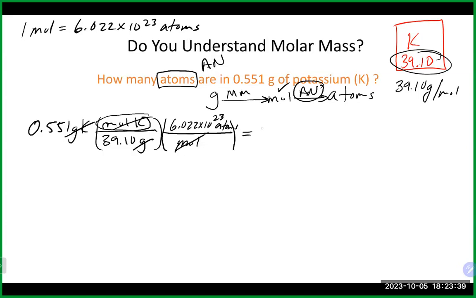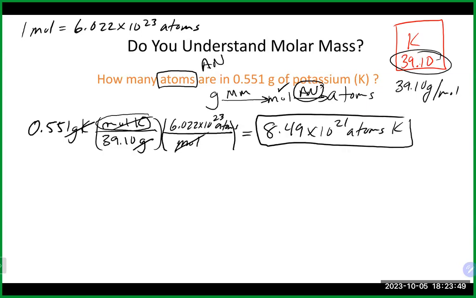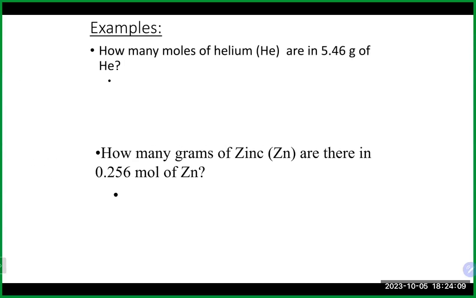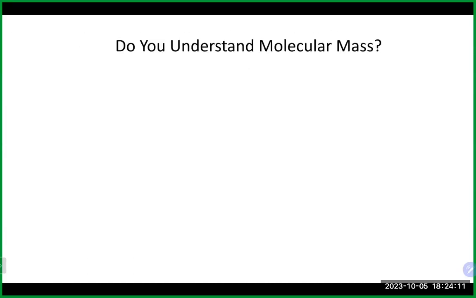It looks like we will end up with 8.49 times 10 to the 21 atoms of potassium. That's 3 significant figures, based off the only number in the problem, which is 0.551. Any questions on that one? Okay, so obviously grams per mole, molar mass, is really important. I think we're going to skip these couple of examples coming up as they're very similar to what we just did. So we'll take a look at some other types of examples.